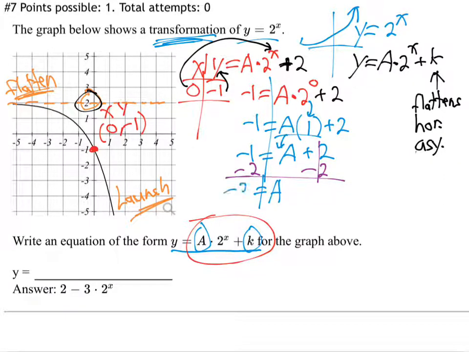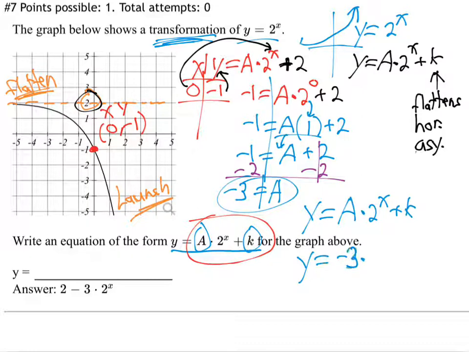Minus 1 minus 2 is minus 3. So I've got a is minus 3. So this equation, y equals a times 2 to the x plus k. Now I know the a is minus 3. And the k is always where it flattens, and that's at 2 plus 2. There's the equation. That's what they want.